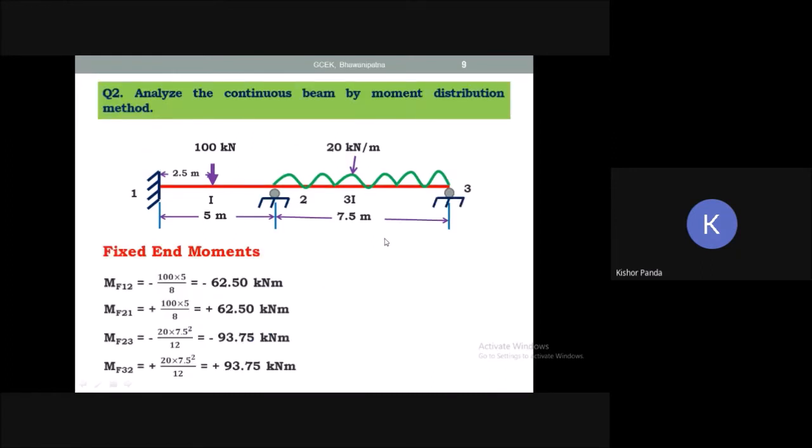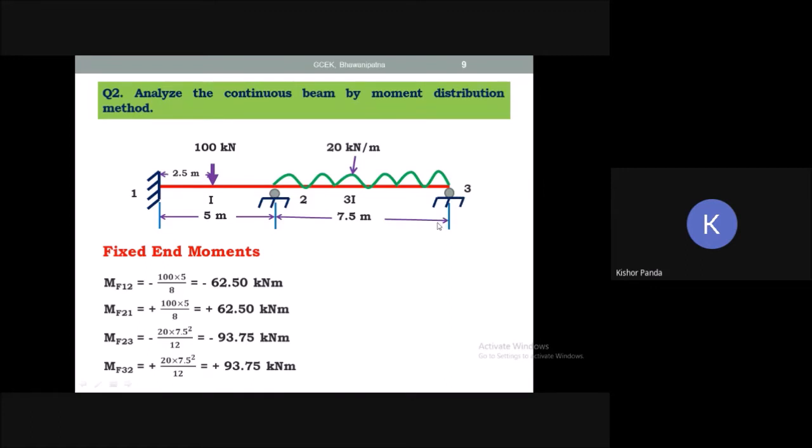Then coming to the second question. Here, this is a two-span continuous beam, 1, 2, 3, but here support 1 is fixed and support 3 is simply supported. In the previous question, 1 and 3 were both fixed, but here support 1 is fixed and support 3 is simply supported. So you know the steps.